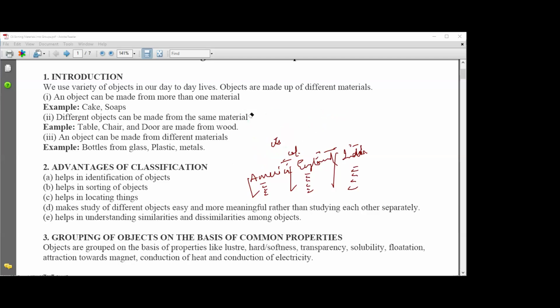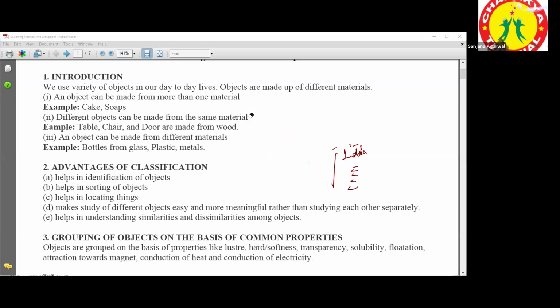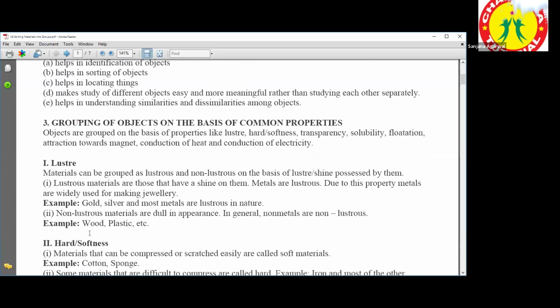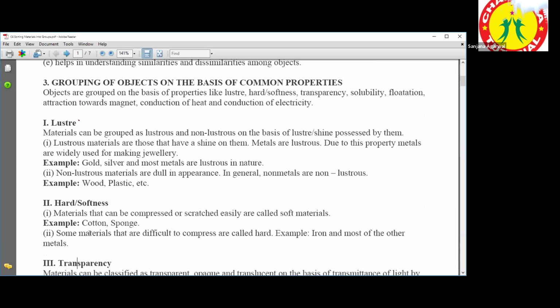Next we have the grouping of objects on the basis of common properties. Now we have to group the objects on the basis of a few properties that I'm telling you, and that will be your homework. In your notebook, make 4 columns, and put the heading: grouping of objects on the basis of common properties.